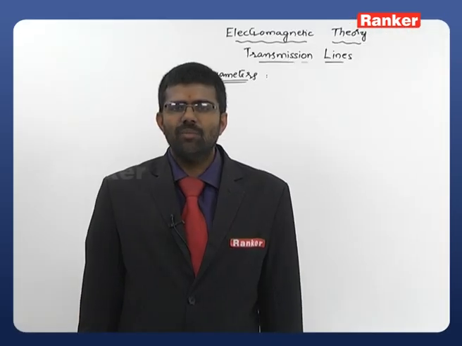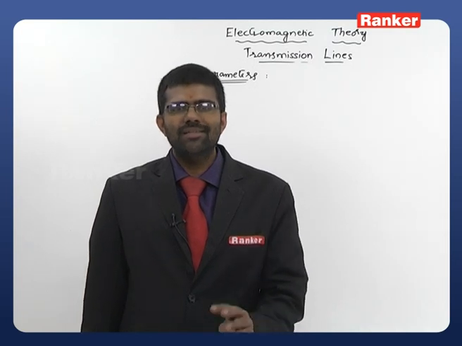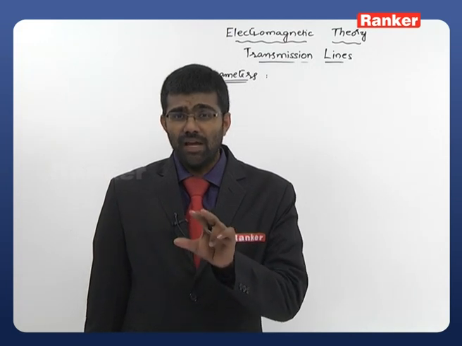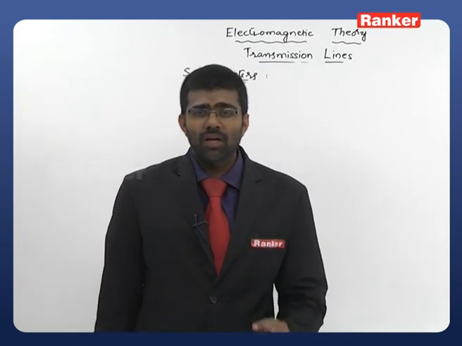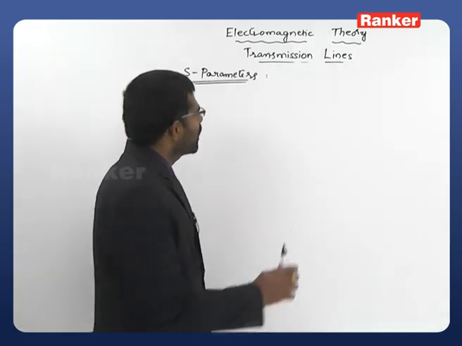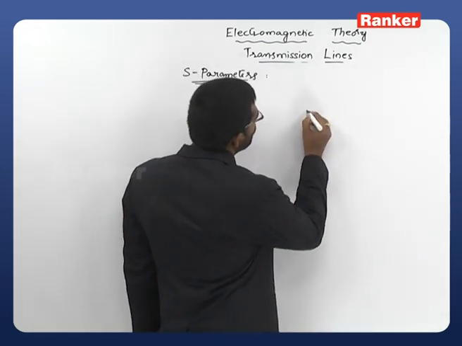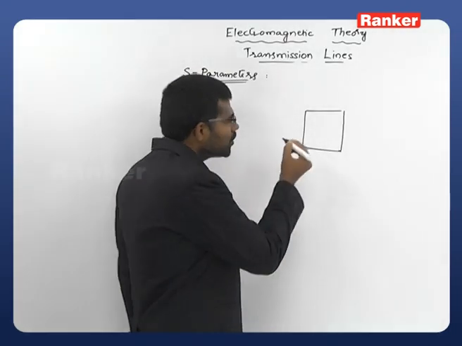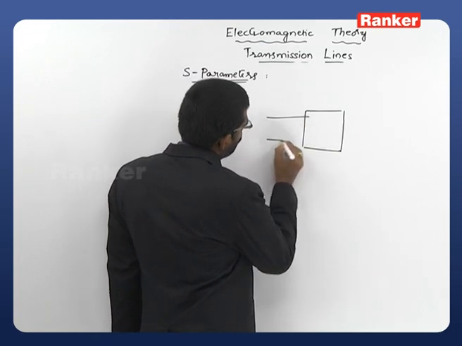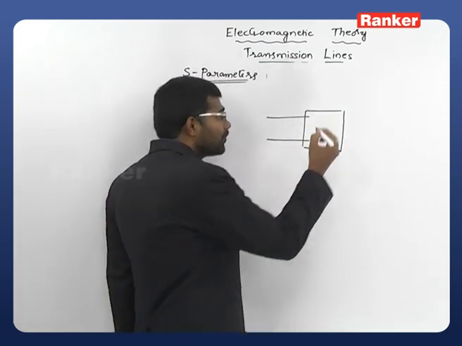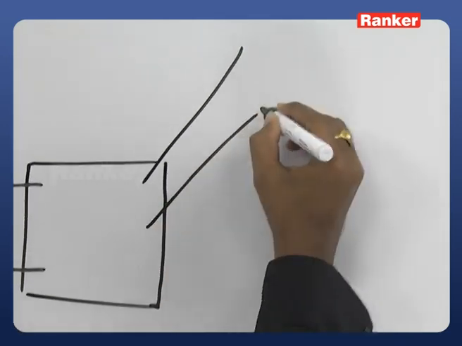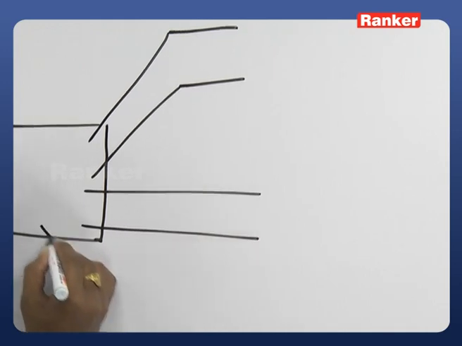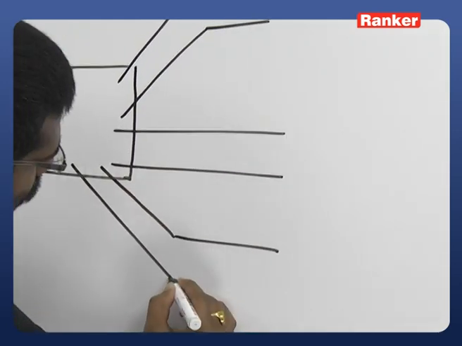For understanding the scattering parameters, we assume that there is a junction in the transmission line circuit. Whenever there is a junction, definitely some ports will be there. Now imagine a junction like this. This is the junction that we have. For this junction, you may have one input port and different output ports. This is one of the output ports, this is another output port, and similarly you may have another output port like this.